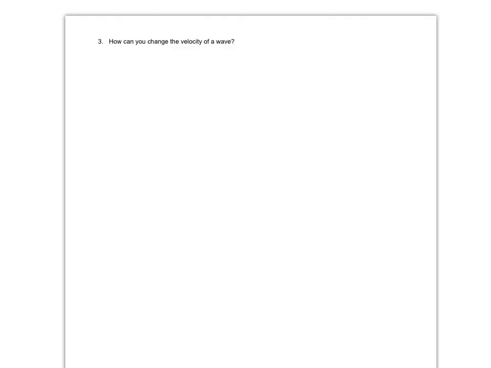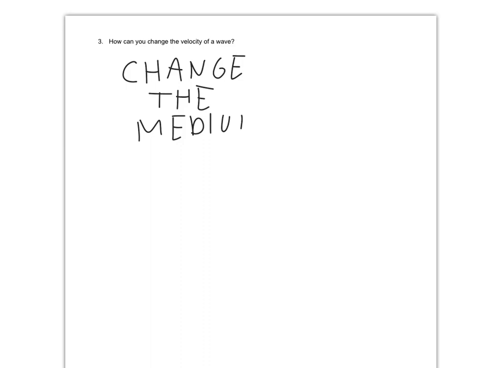Our next problem is really just a conceptual question. We want to know how you can change the velocity of the wave, and there's really only one way to do that, and that is change the medium. You have to change something about what the wave is traveling through. Certainly, depending on the kind of wave and what the medium is, you could think of some specific examples, but that is the big overarching idea.